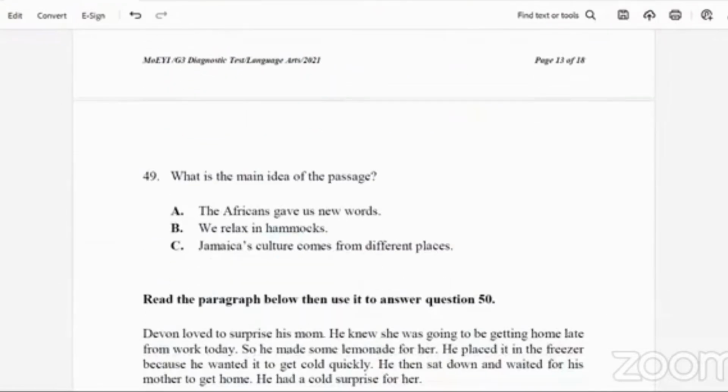All right, question 49. What is the main idea of the passage? Is it A, the Africans gave us new words? B, we relax in hammocks? C, Jamaica's culture comes from different places? Okay, and the answer for that is C: the main idea is that Jamaica's culture comes from different places.